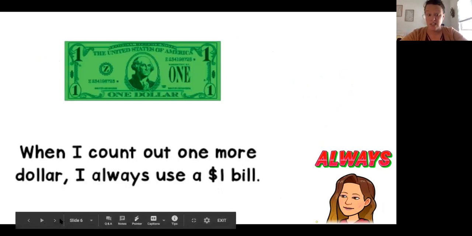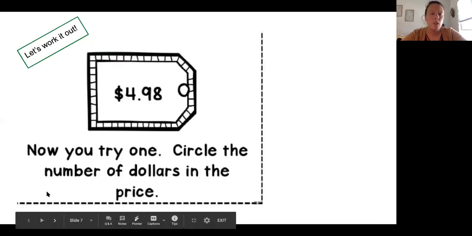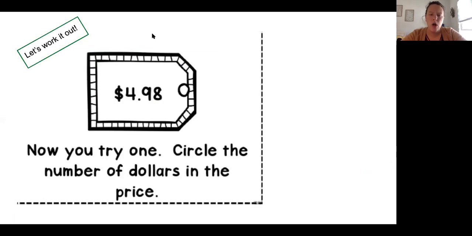And that's our next dollar up strategy. And we've been working on this, so this is just a good review. So let's work this out. Let's do all of our steps, okay? And I'm gonna do it in pretty purple. Okay, so we first want to circle the number of dollars in the price.